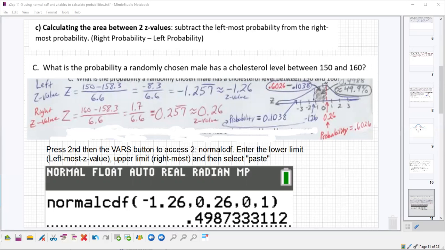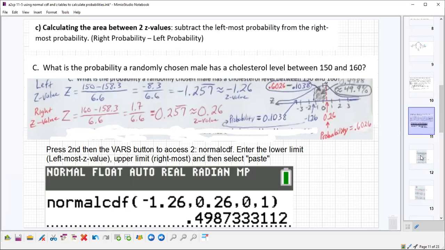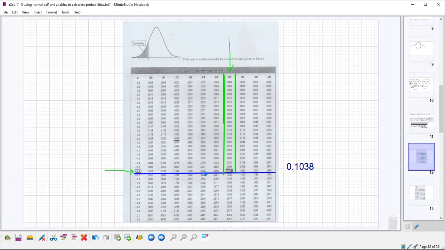Now, if you do not have a graphing calculator, then you are going to need to use a nifty little table. And even if you do have a graphing calculator, I do want you to pay attention. One, because, hey, this is how they had to do it back in the day. You have a probability sheet. You want to find the negative side of that. It's got the negative values on the left-hand side. And we would need to find negative 1.2, and then we go over until we get to 0.06. The value that we're looking for there is 0.1038.